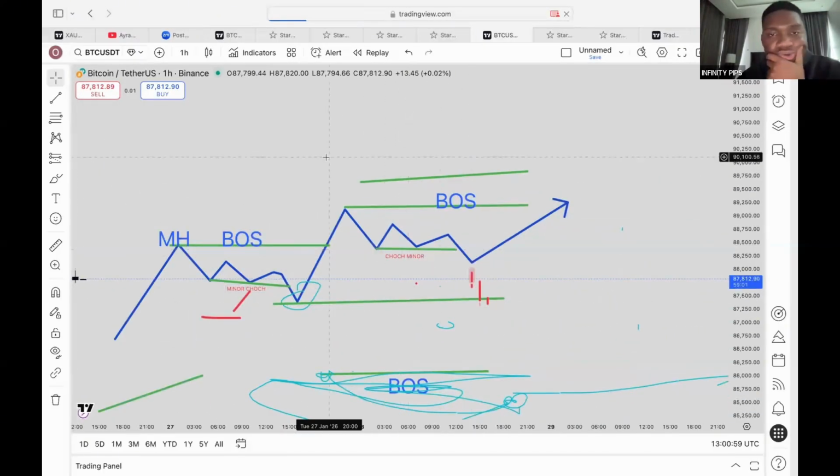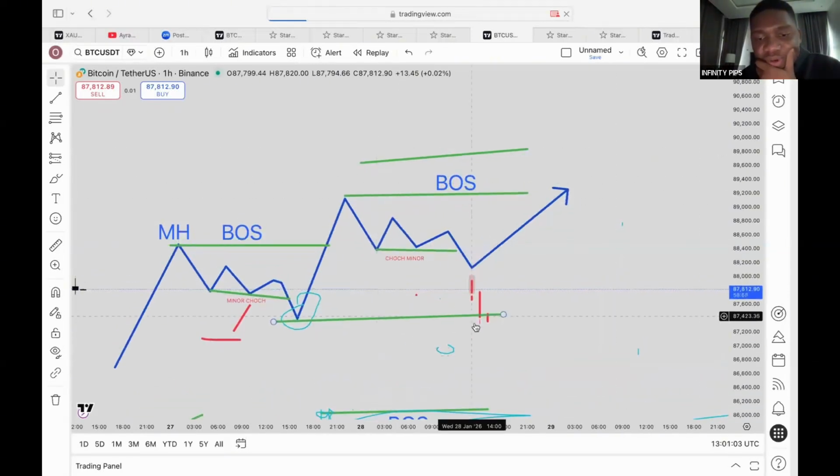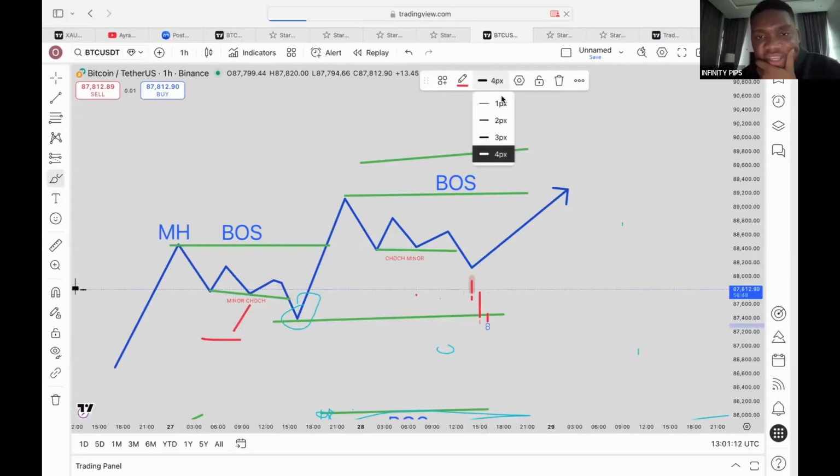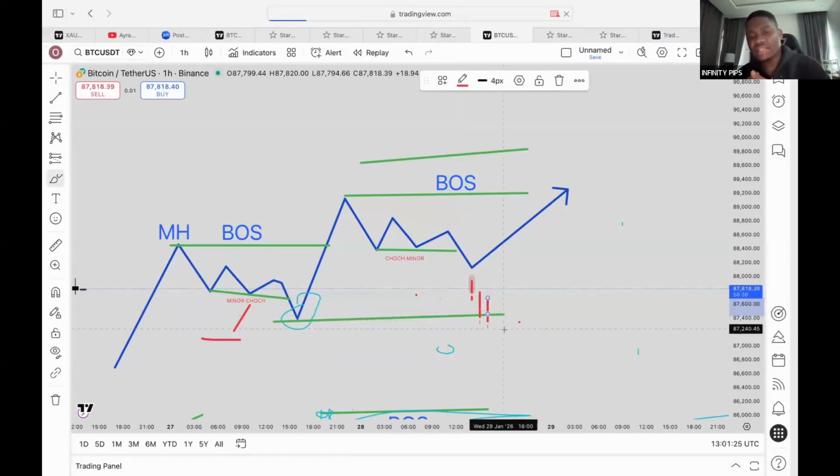Okay, cool. So you can see what I was trying to say here, yeah? The first one finished with a wick, but then the second one again finished with a wick, but this wick is longer than the first wick. You can see that this second wick is longer than the first.